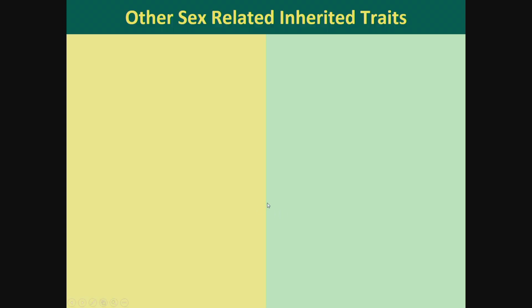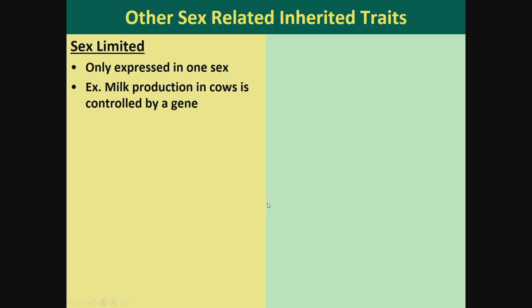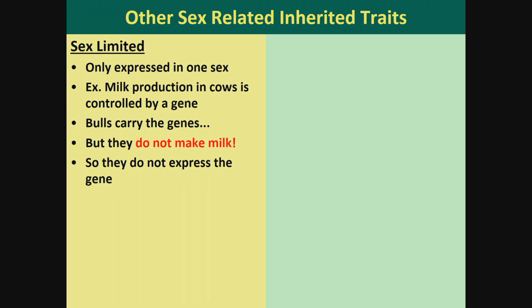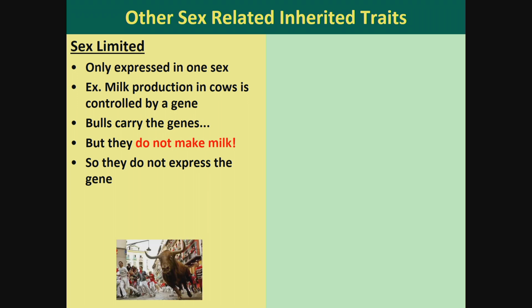There's a couple other sex-related inherited traits. Sex-limited is only expressed in one sex. So for example, milk production in cows is controlled by a gene that bulls carry. They do not make milk, so they do not express the gene. Therefore, only in females. Sex-limited, one sex.